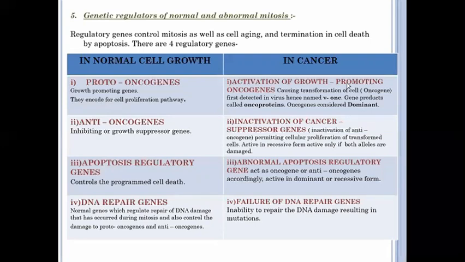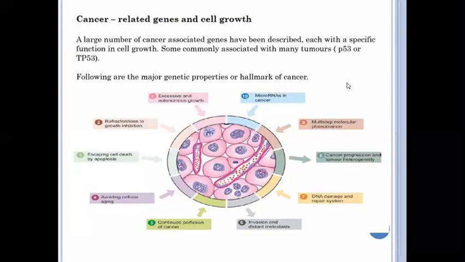The cancer-related genes and the cell growth having some hallmarks. A large number of the cancer-associated genes have been described, each with a specific role in cell growth. Some commonly associated with many of the tumors include the P53 or the TP53 gene.